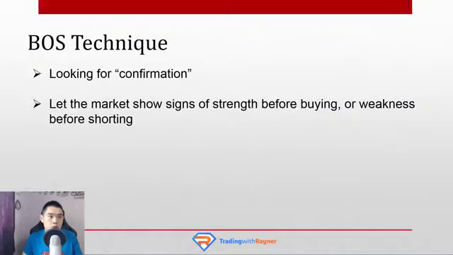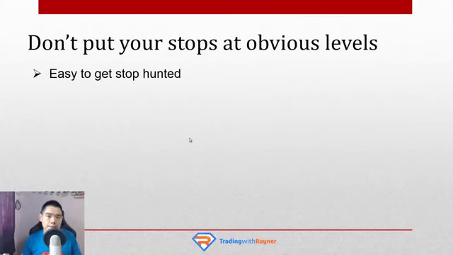So this tells you that there's a good chance the market could continue lower from there. And this is how you use the break of structure technique, to let the market show signs of strength or weakness before you enter a trade. And finally, to avoid losses, don't put your stop loss at obvious levels.